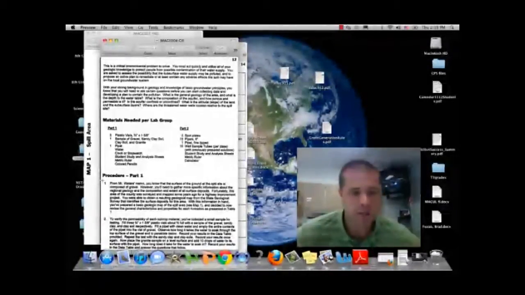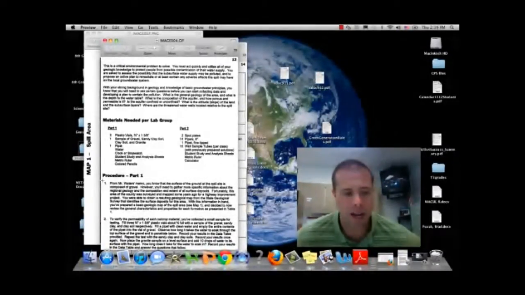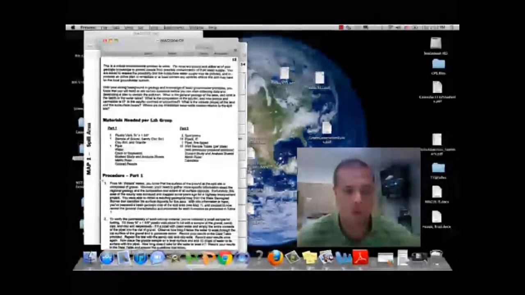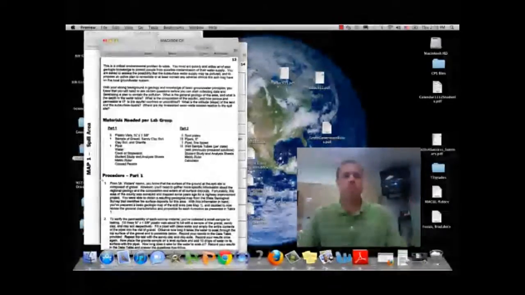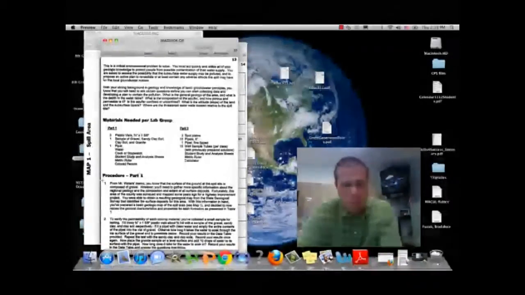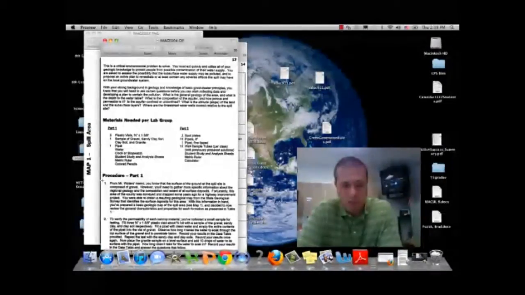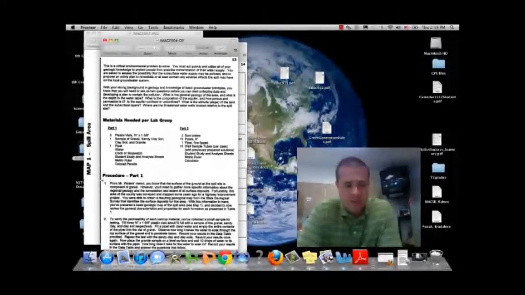Fortunately, this area of the county was surveyed and mapped some years ago for a highway improvement project. You were able to obtain a resulting geological map from the state Geo Survey that identifies the surface deposits for this area. With this info in hand, you've prepared a basic geologic map of the spill area. See map 1. Hopefully you went and saw map 1. I think you had to flip a page ahead. And decided to review the general characteristics and properties for each formation as presented in the data table.